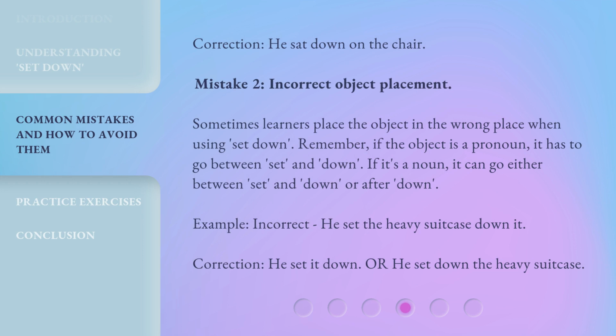Mistake 2. Incorrect object placement. Sometimes learners place the object in the wrong place when using set down. Remember, if the object is a pronoun, it has to go between set and down. If it's a noun, it can go either between set and down or after down. Example: incorrect. He set the heavy suitcase down it. Correction: he set it down. Or, he set down the heavy suitcase.